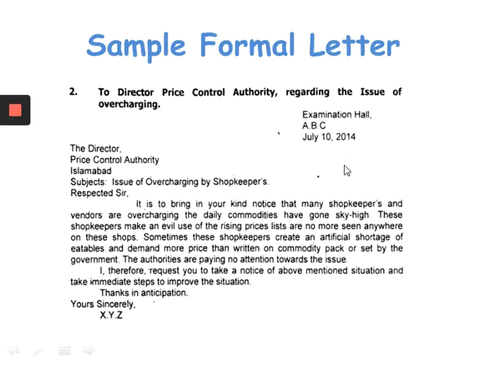Now, here I'm going to show you how the heading or the address will be written. Capital E, capital H, examination hall. You just need to learn this format by heart. Okay?